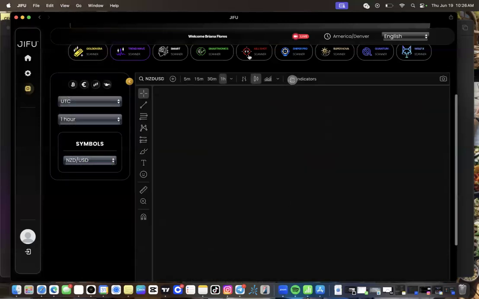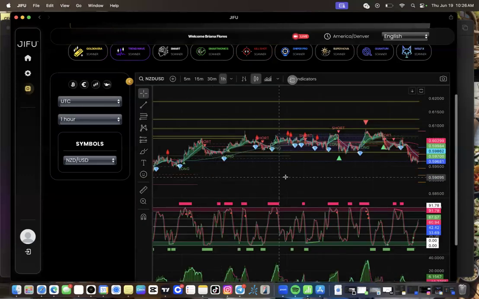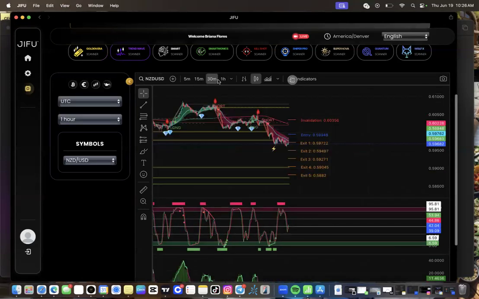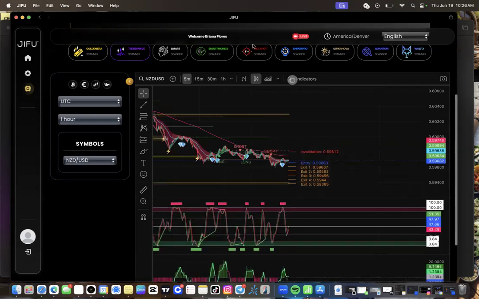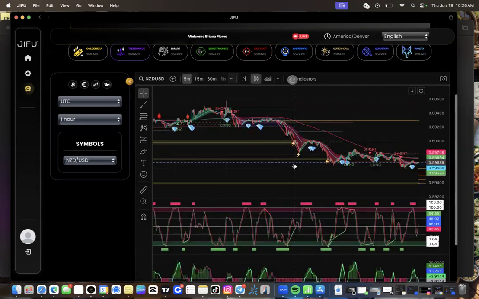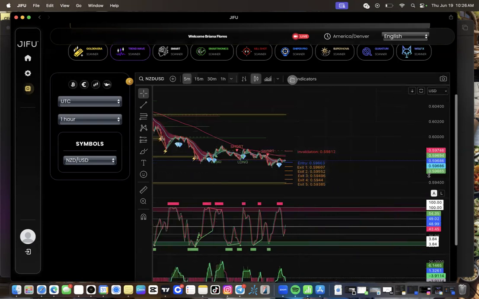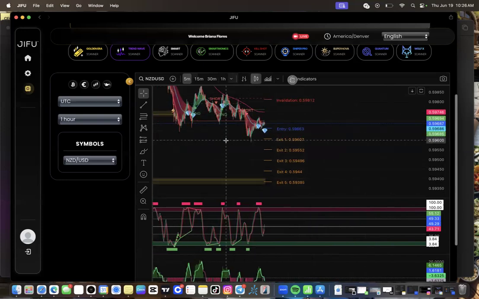NZD USD. I wish. Did I take a screenshot? I don't think I did. No, the diamond just appeared. Diamond's like, no, don't take this trade. I'll save you. That is so funny.